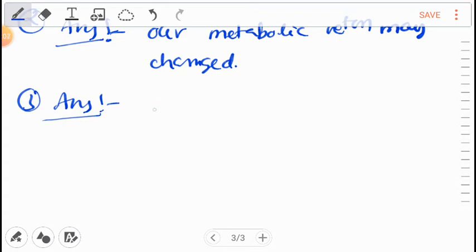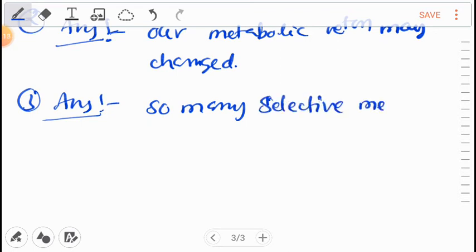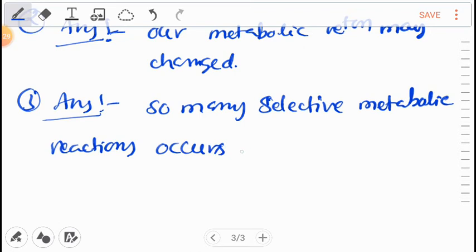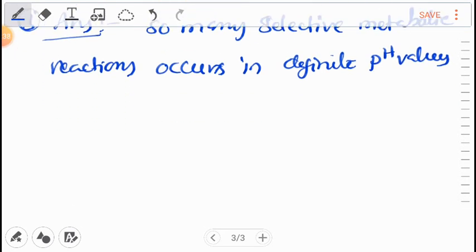So many selective metabolic reactions occur at definite pH values. That is the answer to this.